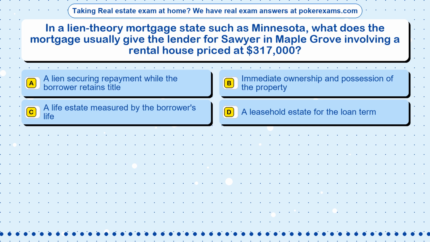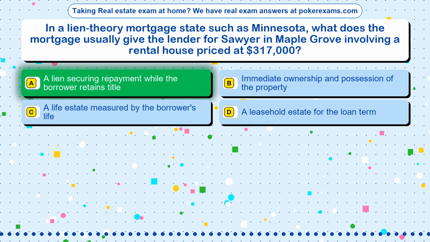Question 29. In a lien theory mortgage state such as Minnesota, what does the mortgage usually give the lender for Sawyer in Maple Grove involving a rental house priced at $317,000? Option A. A lien securing repayment while the borrower retains title. Option B. Immediate ownership and possession of the property. Option C. A life estate measured by the borrower's life. Option D. A leasehold estate for the loan term.